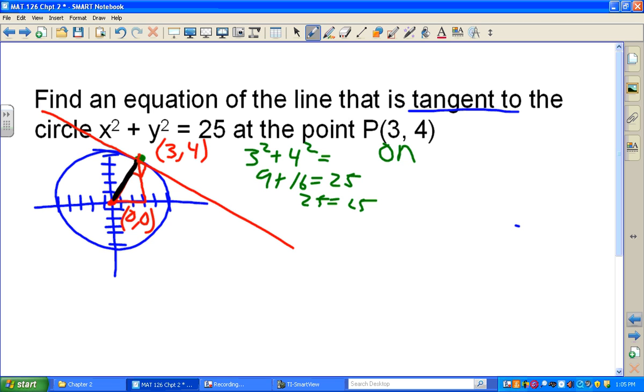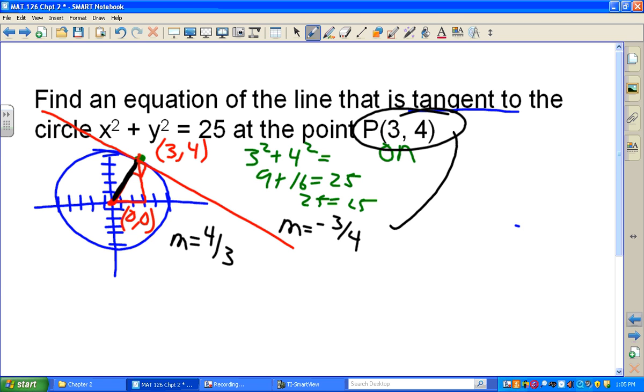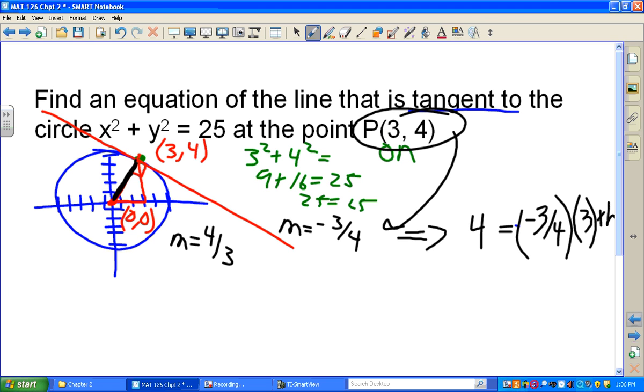So if the slope of the radius is 4/3 from the center, what's going to be the slope of the tangent line then? Yeah, negative 3/4. I like problems like this. Little interesting stuff, little geometry, a lot more geometry in the old book. Slope is negative 3/4. My point is on the circle and the line at the same time, so I can use that along with this to solve my equation. y equals mx plus b.